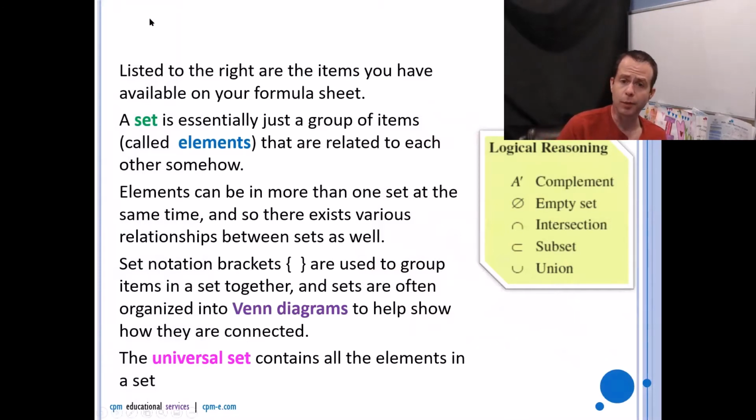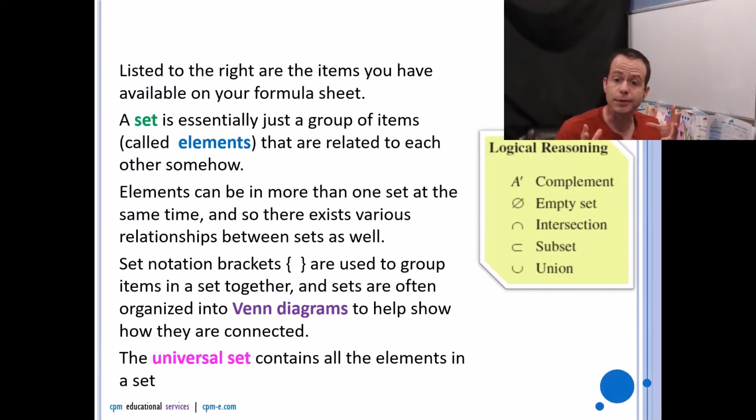Elements can be in more than one set at the same time, and so there exist various relationships between the sets as well. Set notation brackets, which are these squiggly little guys, are used to group items in a set together, okay? And sets are often organized into Venn diagrams to help show how they are connected, and we will do lots of practicing with those as we go.